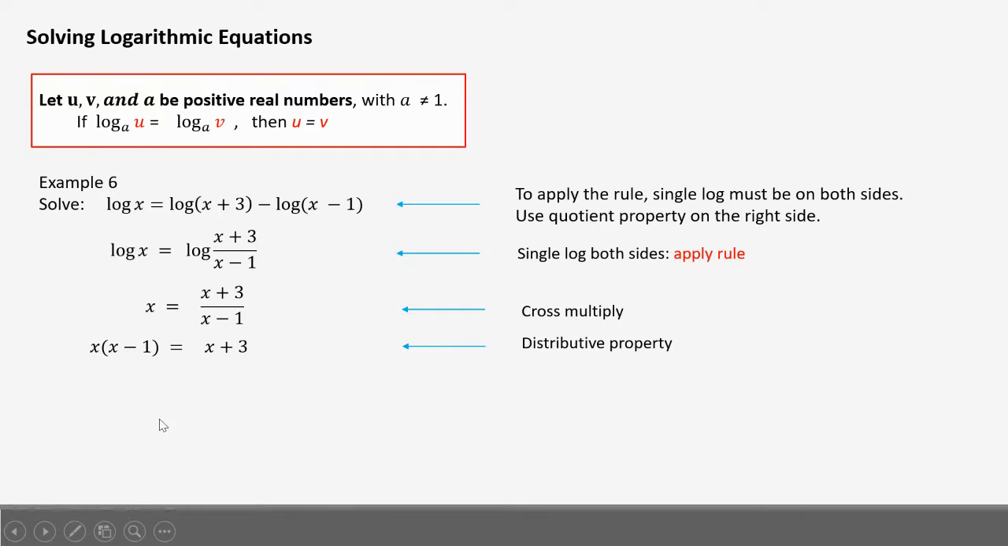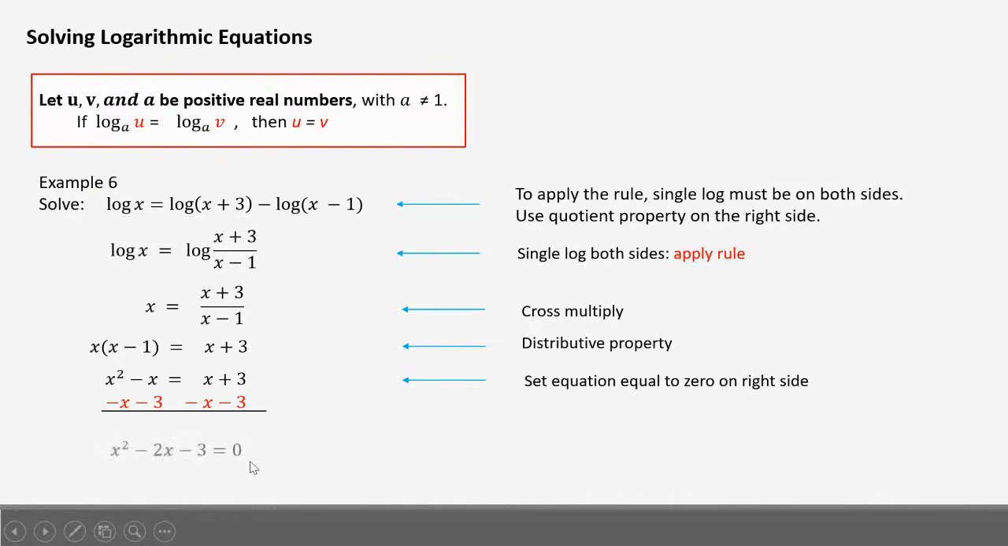Now I use the distributive property, which means x times x is x squared. X times negative 1 is negative x, and we bring down the x plus 3. So here we have to set the equation equal to 0 on the right side. So these two terms must go to the left side. How do we do it? By subtracting x and subtracting 3, so that way they'll cancel on this side and it'll give me a 0. But we have to do the same over here on this side. So it gives me x squared minus 2x minus 3.